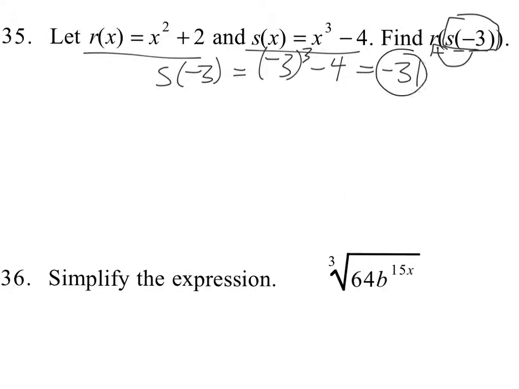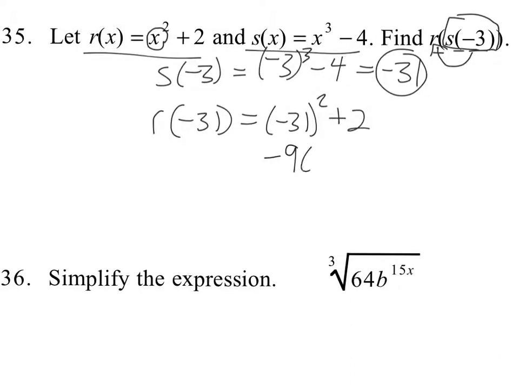Now that I've got negative 31, I'm going to plug that in to function r. And that's going to be negative 31 squared plus 2. I'm plugging this in for x. Negative 31 squared is negative 961. Plus 2, we get a final answer of negative 959.